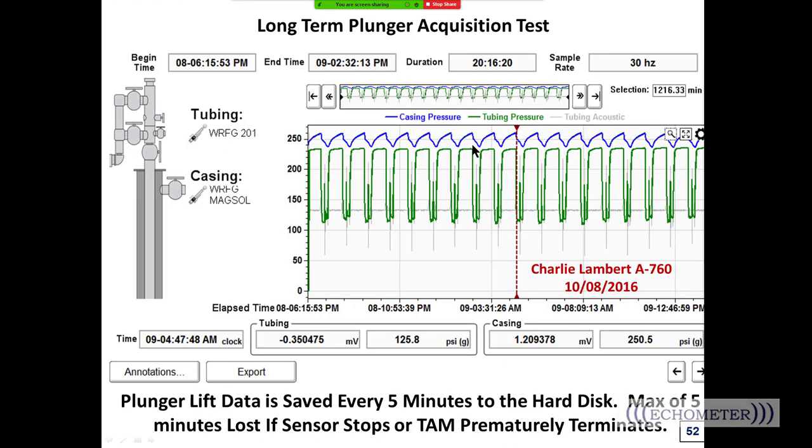You click it twice. Now, this is an example of a data set where we left the equipment on the well overnight, and we acquired 20 hours of data. This is a Charlie Lambert well, A-760, on October the 8th, 2016. There are about 20 cycles here, probably 19 cycles in the 20 hours of data. We sampled at 30 samples a second. There are 1,200 minutes of data.